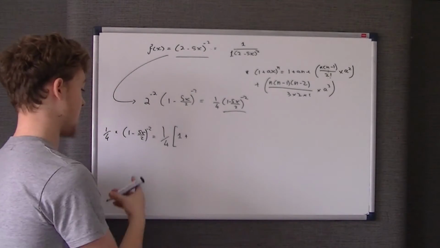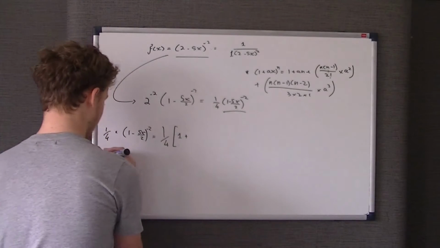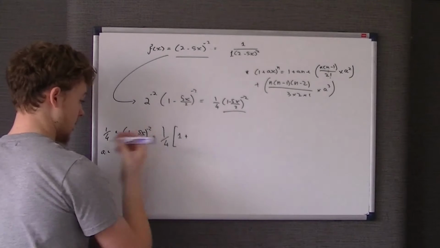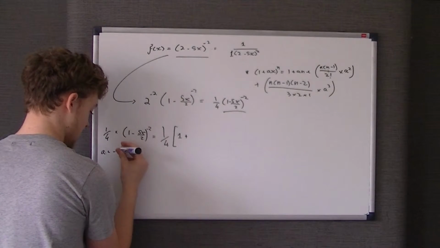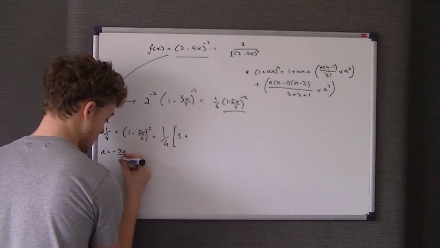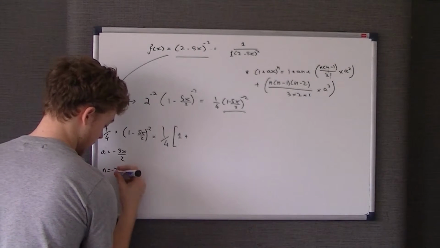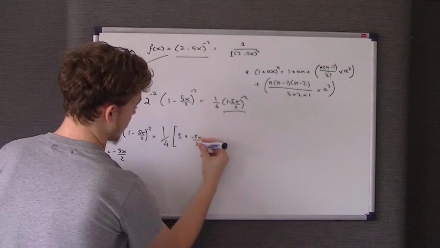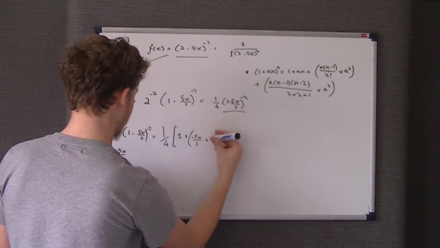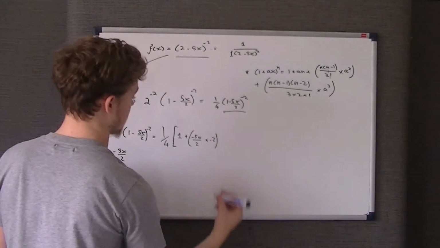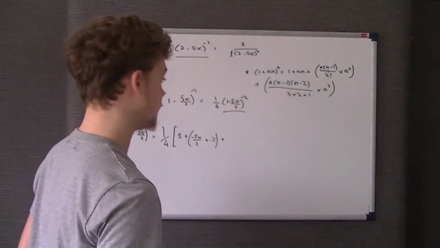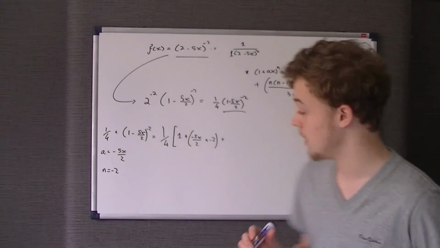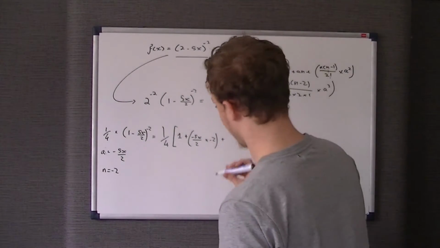Okay, so it's 1 plus an. Now a, as we said, is -5. So, as I said, what I would do is write what a and n are. So a is -5x over 2, and n is equal to -2. So it's 1 plus -5x over 2 times -2. Now obviously you know that comes to plus 5x, but it's always nice to leave it there so that if you make a mistake, the examiner can see where you've gone wrong.